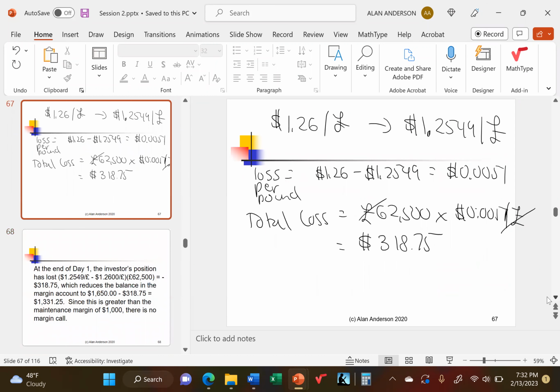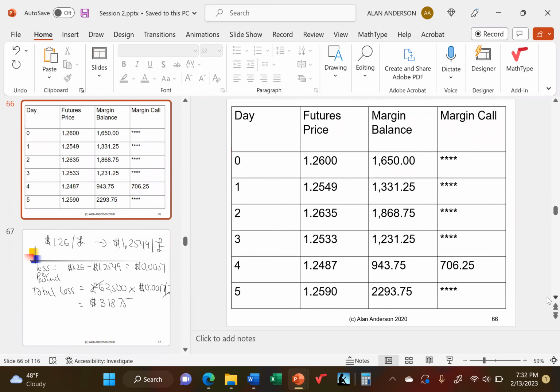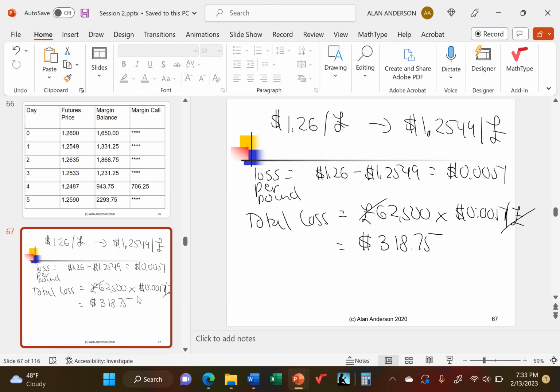Well, all right then. Now, you notice how at the end, we started out at 126. Our position declined to 125.9. Now, how much do we lose? That's even less than a penny. That's 0.01 cents. And so we lost $318.75.